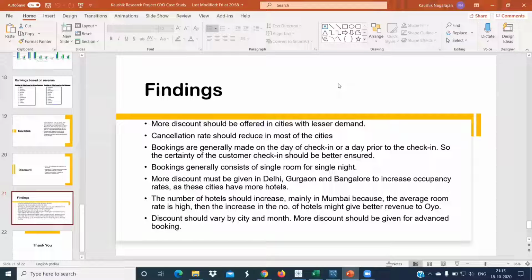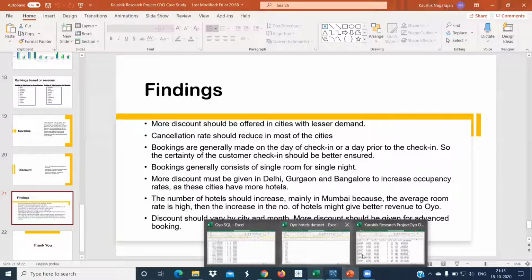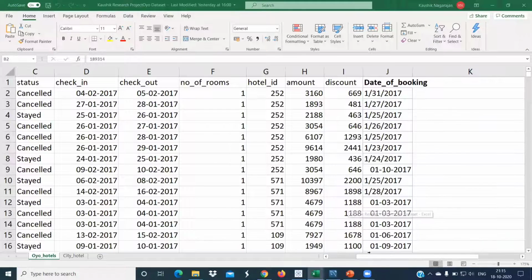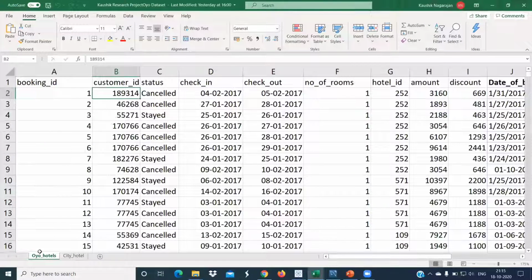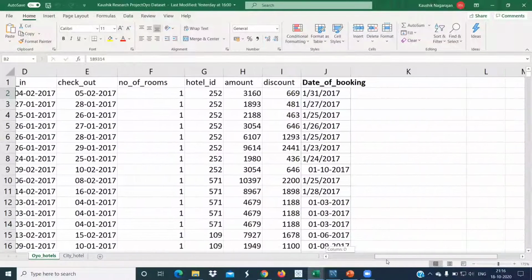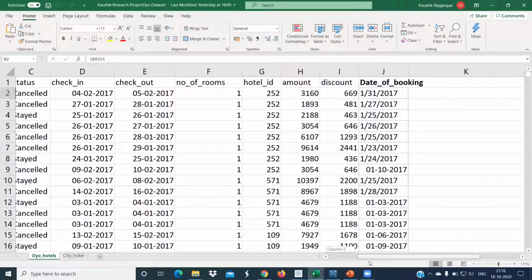Talking about the technical part of the project and the difficulties faced while doing this project in SQL. So these are the two data sets given here. One is the OYO hotel and the other is the city hotel data set. The OYO hotel data set consists of 10 attributes.